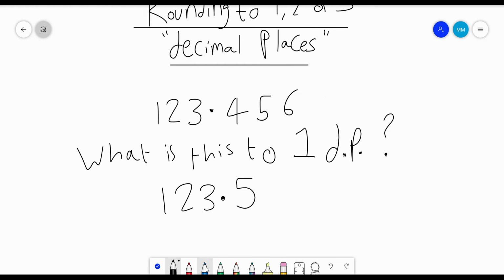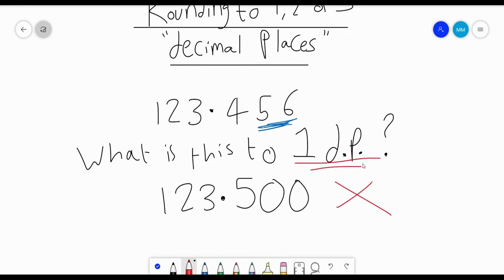And all these numbers here disappear. Do not, I repeat, do not do that. That will get you a straight cross, because one of the rules of rounding here is that they've asked you 1 dp, which means they only want one number sitting after the decimal point, which in this case is a 5. I thought I'd just stress that point because students often put zeros.